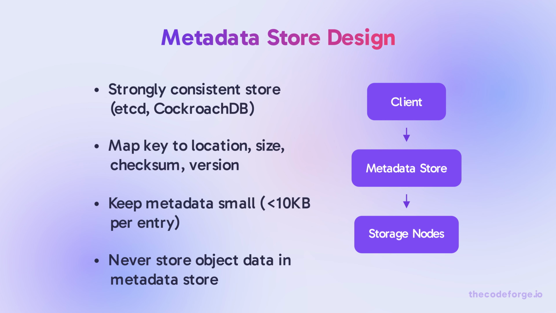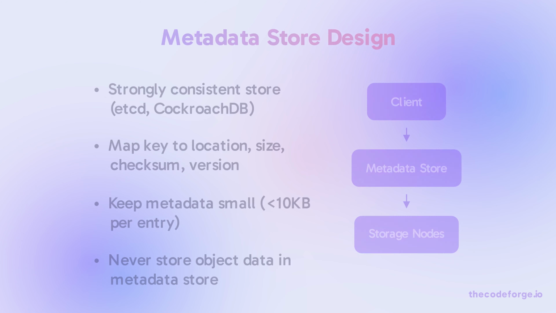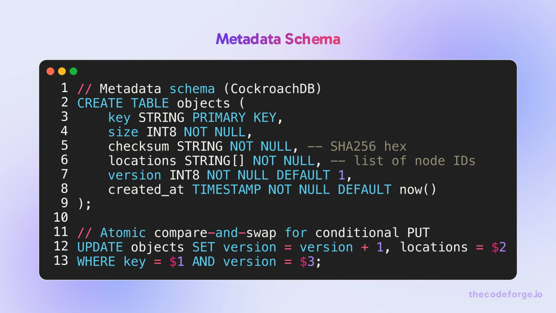The metadata store maps keys to object locations, sizes, checksums, and version info. It must be strongly consistent. If you put an object and immediately get it, you should get the new version. Production choices: etcd for small clusters, CockroachDB for geo-distributed. Here's a metadata schema for CockroachDB. The objects table stores key, size, checksum, locations, and version. The atomic compare and swap update ensures conditional puts work correctly.